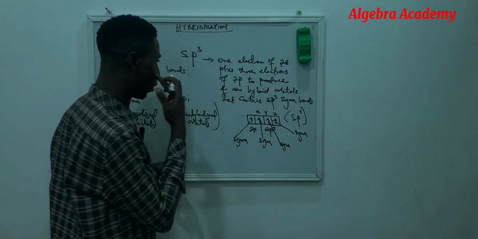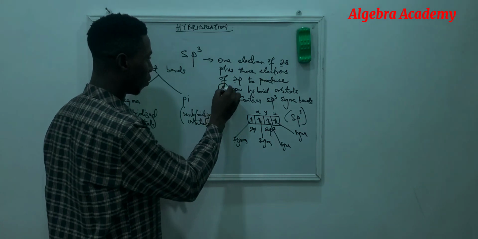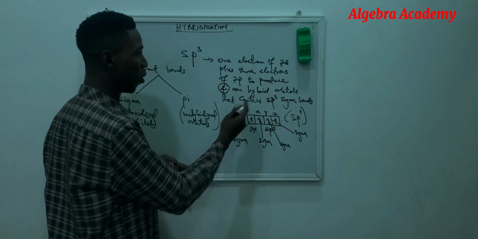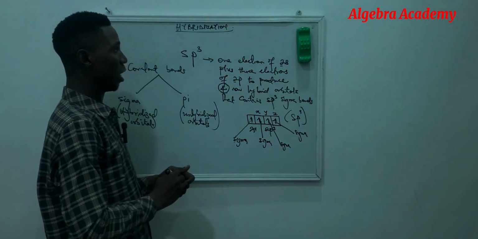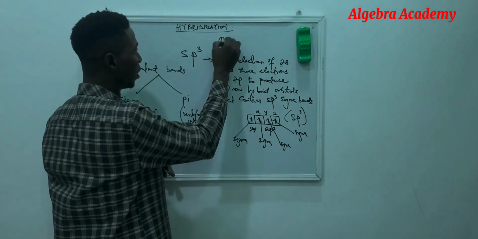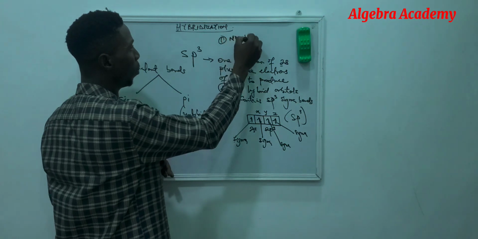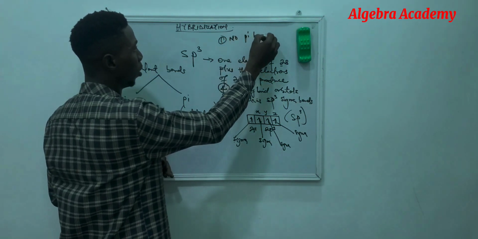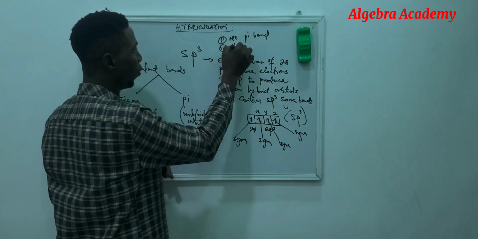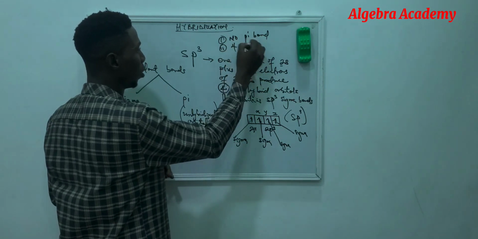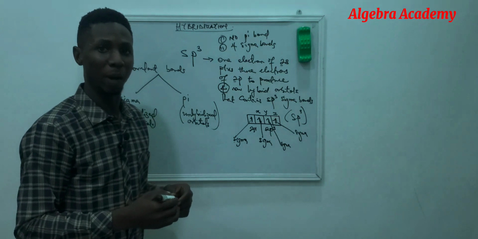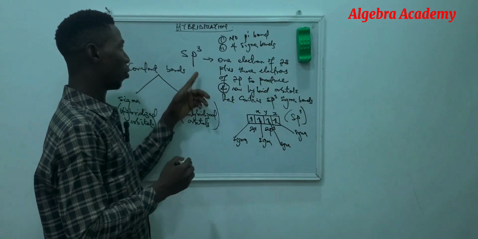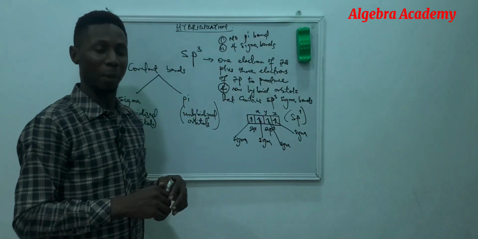That is why we have four new hybrid orbitals that contain sp3 sigma bonds. It shows that in sp3, number one, there is no pi bond. Number two, they have 4 sigma bonds. 4 sigma bonds and no pi bond is a characteristic of sp3 hybridization.